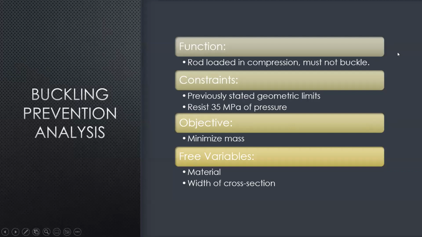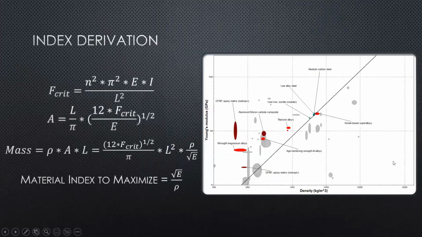Moving forward, we're going to do a buckling analysis. So we need to make sure that this rod does not fail due to buckling. Again, the constraints are the same as before, with those geometric limits and the 35 megapascals of pressure. Once again, minimizing the mass and choosing the right material.